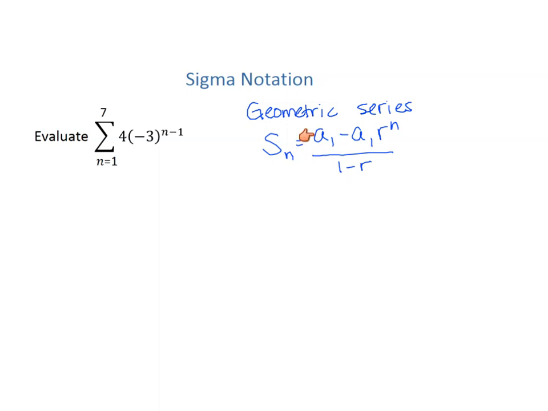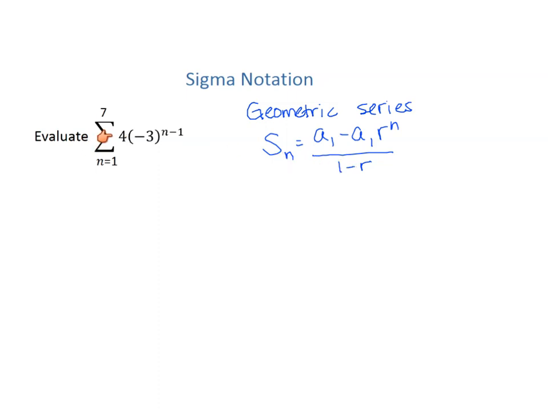We are still going to need to know the same things, A1. Actually, we don't need the last term this time. We just need the first term. We need to know how many terms we're looking at. And this time, we have to know one other thing, which is the common ratio.